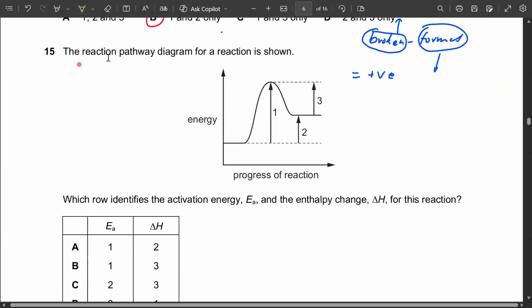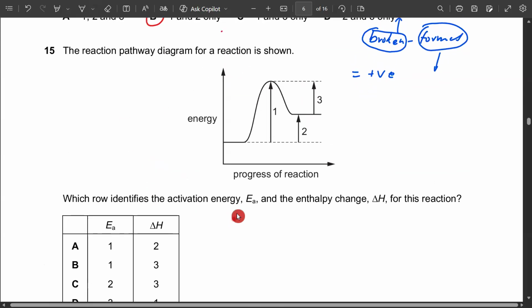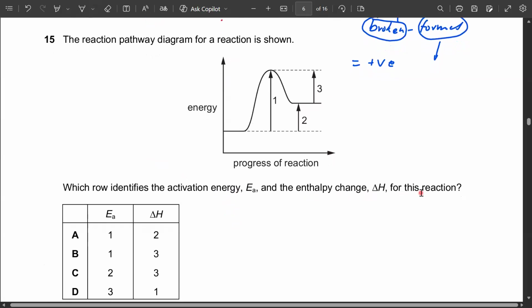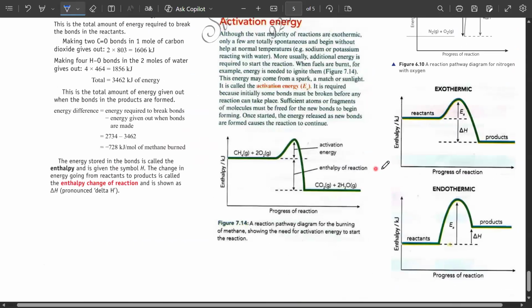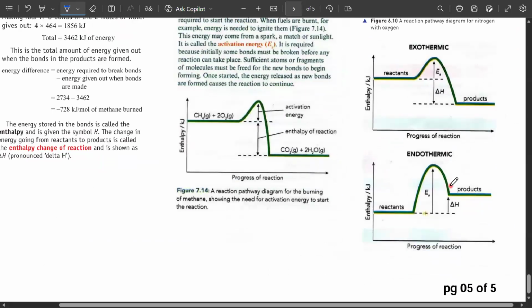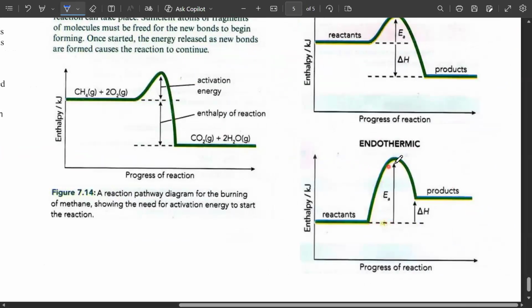Then question 15. The reaction pathway diagram for a reaction is given. Which row identifies the activation energy and the enthalpy change for this reaction? So again, we need to look at the energy profile diagram along with its labels. You can see over here, EA is the energy difference from the reactants to the top of the peak, and delta H is the energy difference from the reactant to the product.